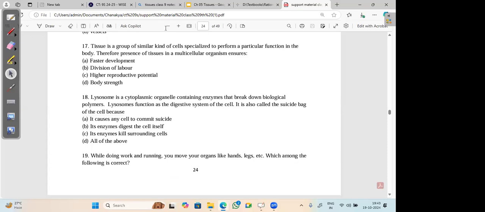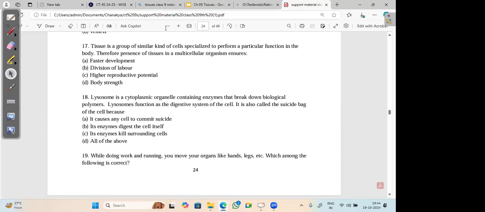So tissue is a group of similar kinds of cells specialized to perform a particular function in the body. Therefore, presence of tissues in a multicellular organism ensures what? Faster development or division of labor? Division of labor. Okay. So tissues, they are facilitating the division of labor.